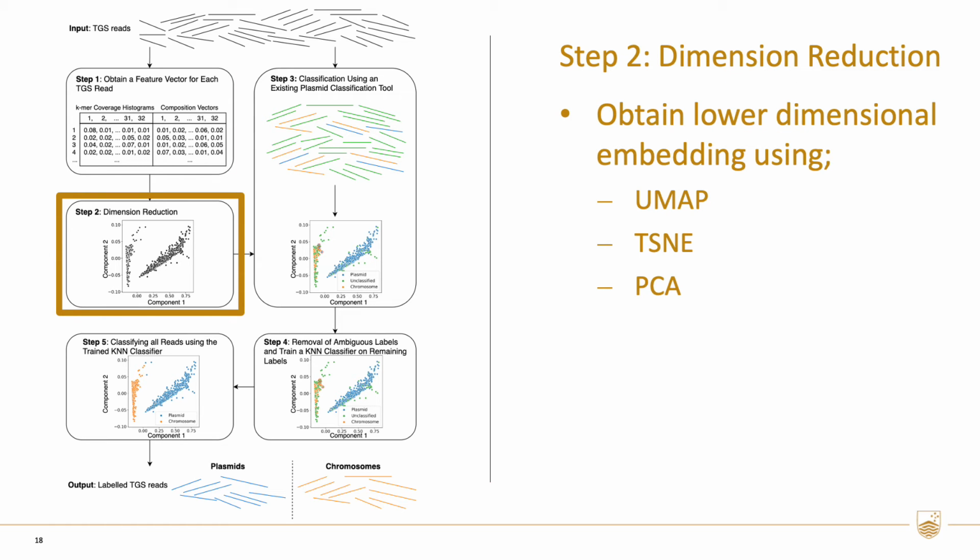Next, we obtain a lower dimensional representation using UMAP, TSNE, or PCA. This helps us to localize plasmid and chromosomal reads according to their coverage and composition. At this stage, we will have an embedding such that the reads from the same origin are closer and reads from different origins are away from each other.